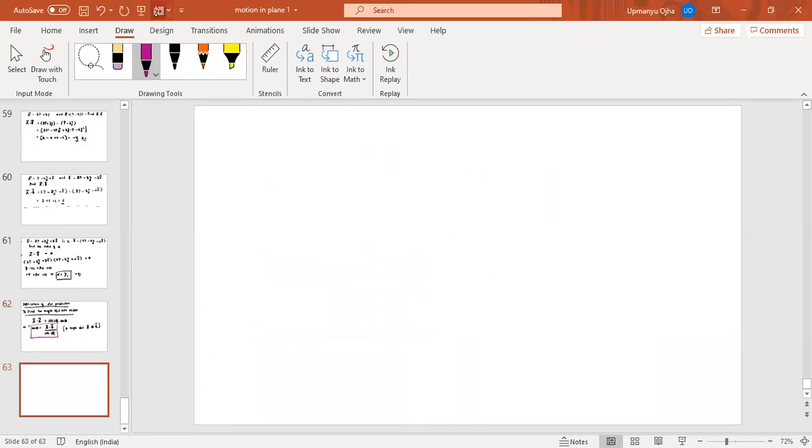So can we do one problem based on this? Okay, if I say A vector is 2 I cap plus 3 j cap and B vector is I cap plus k cap. Find the angle between A and B.